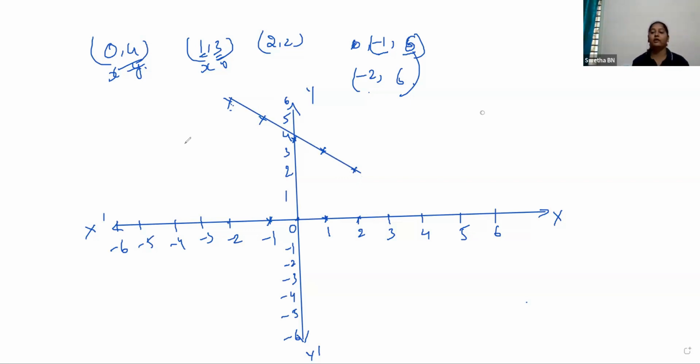And you know one thing, for linear equations, what type of graph do we get? Do we get straight line or curve for linear equation? What type of line do we get? Curve line or straight line? Ma'am, straight line. Yes, for linear equation, it will be a straight line.